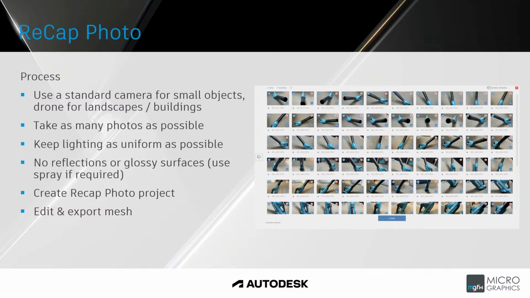Another trick I've seen is using multicolored sticky notes and pasting them either over your object or on the ground around your object, and that essentially just gives points for the software to be able to tie together from photo to photo. So if it sees a green sticky note in one photo and a green sticky note in the other photo, it knows that potentially those two green sticky notes should tie up to the same three-dimensional point in space. And so in Recap, you'd create the Recap project, you would upload all of your files, your photos. It will then create the mesh and send it back to you. You would then be able to edit and export the mesh.